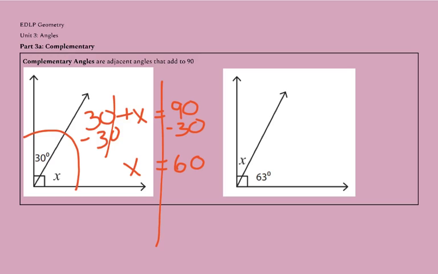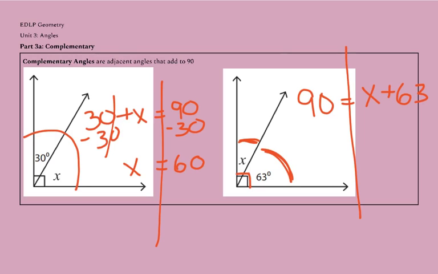Same thing over here. I know the larger angle is 90. That's x, which is this angle here, plus this other angle, 63. Subtract from both sides, and you get your value of x.